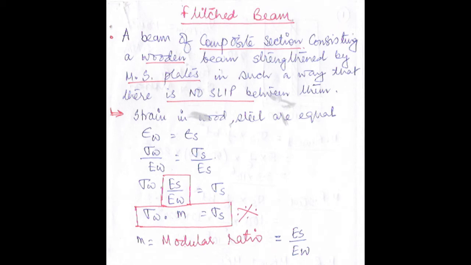That means the stress in steel is equal to m times, the modular ratio times, the stress in wood. So from here we are learning that for a flitched beam, the modular ratio is the ratio of the modulus of elasticity of steel to the modulus of elasticity of wood.